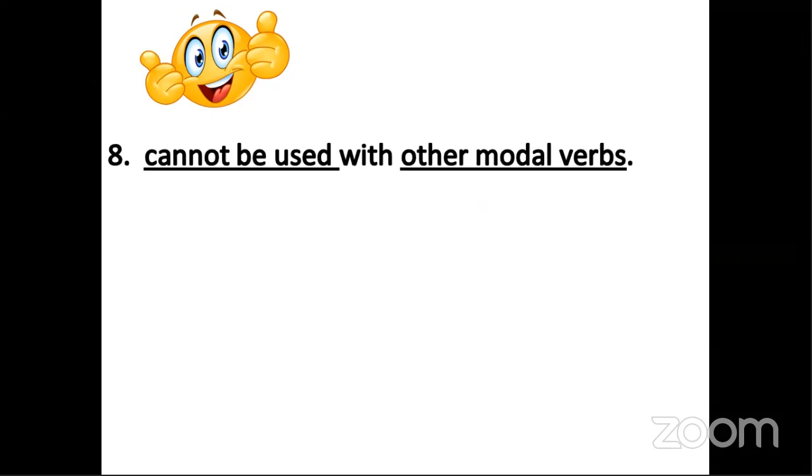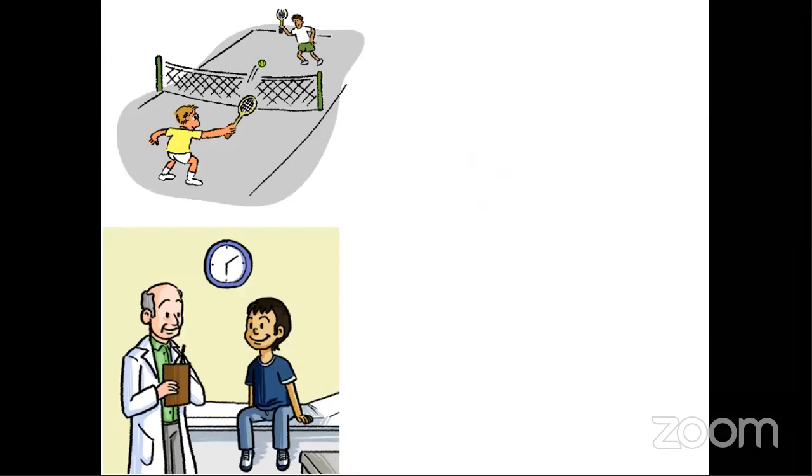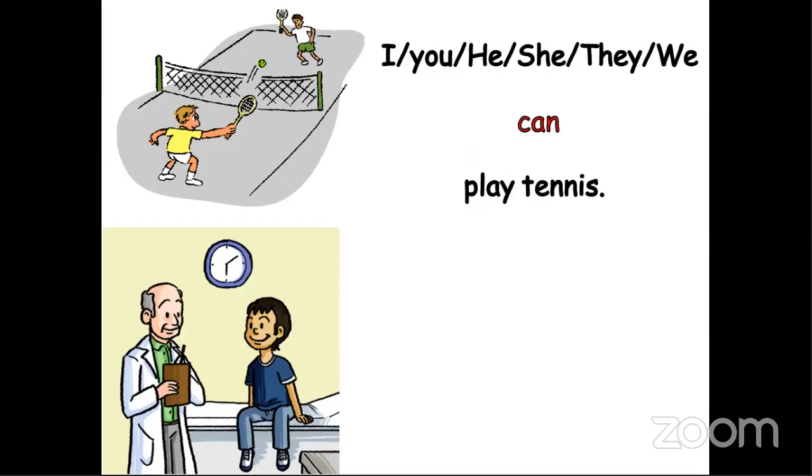And what was the 8th one which we had discussed? It is, modal verbs cannot be used with other modal verbs. And we just finished the 9th one which said the negatives are formed by adding not after the modal verb. And we arrive at the last one. So I have 2 sentences here.